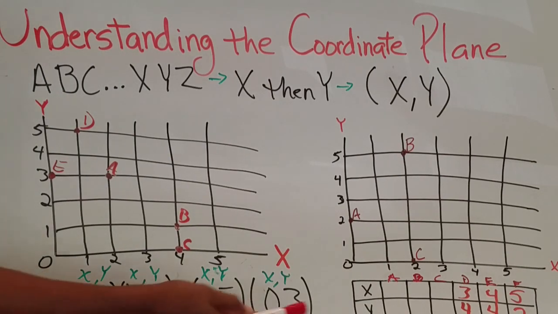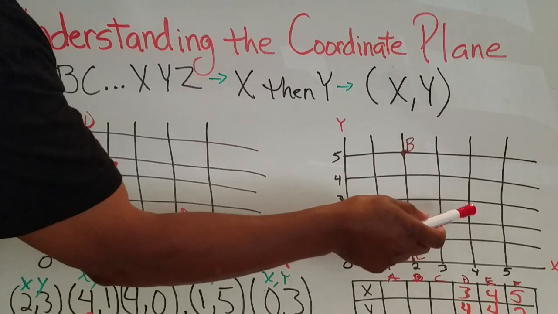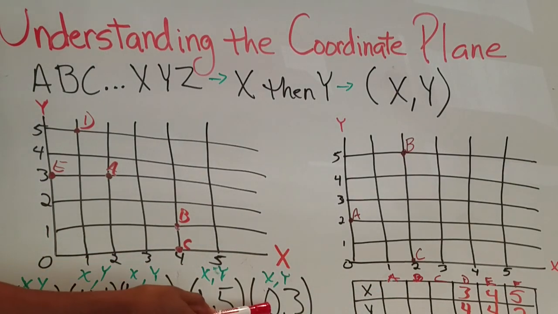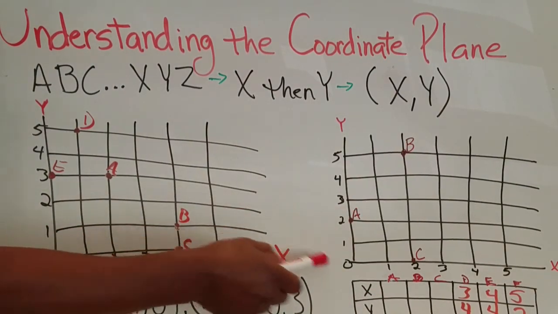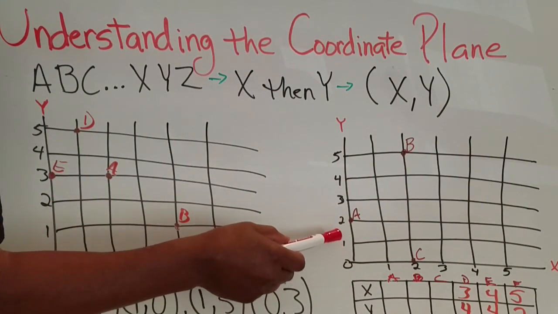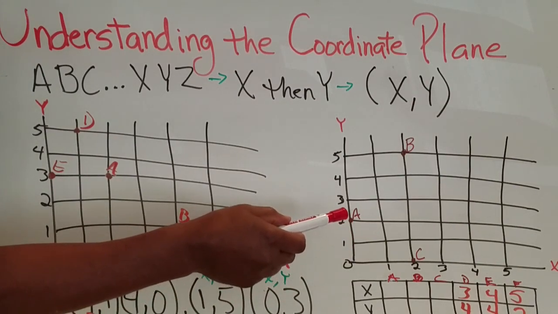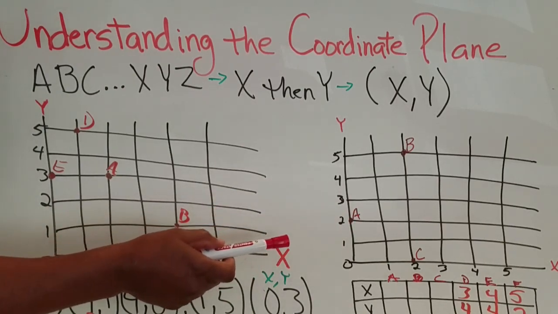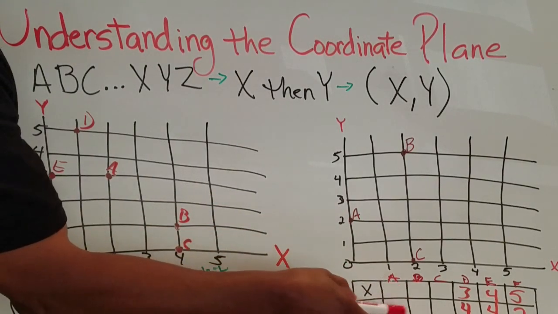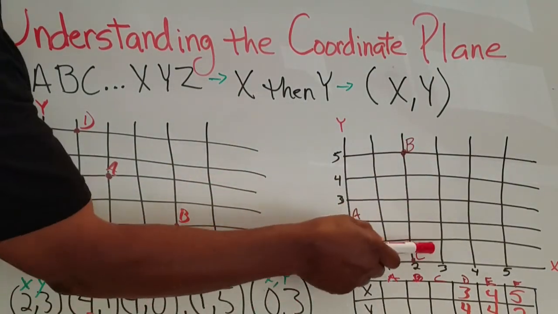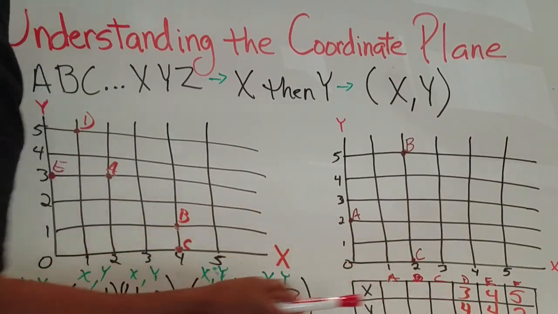Next, I want you to fill in the blanks here. Where is A? Here's point A. Give me the coordinates. Give me the ordered pair for A. Put it in. Then find B. What is that coordinate? Put it right there. And then C, put in that coordinate right there. Go.